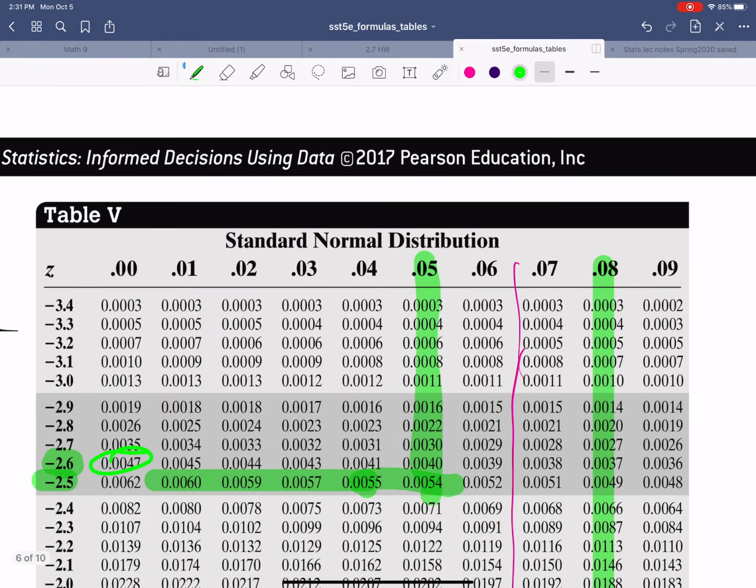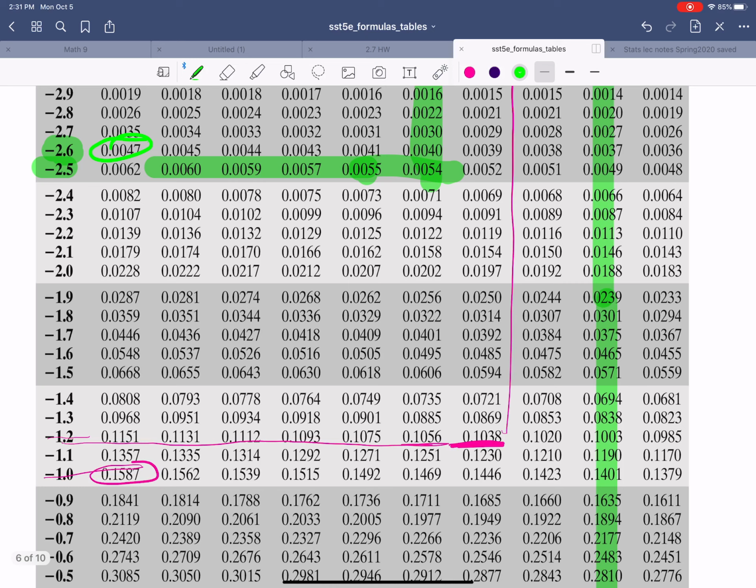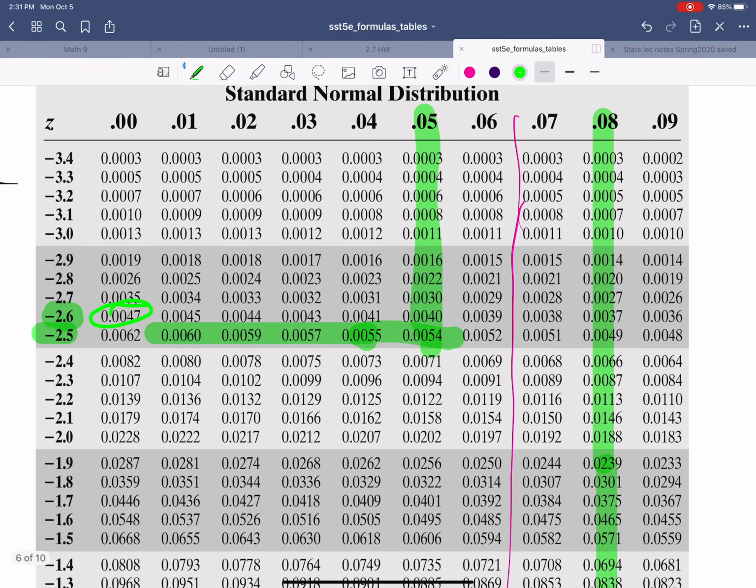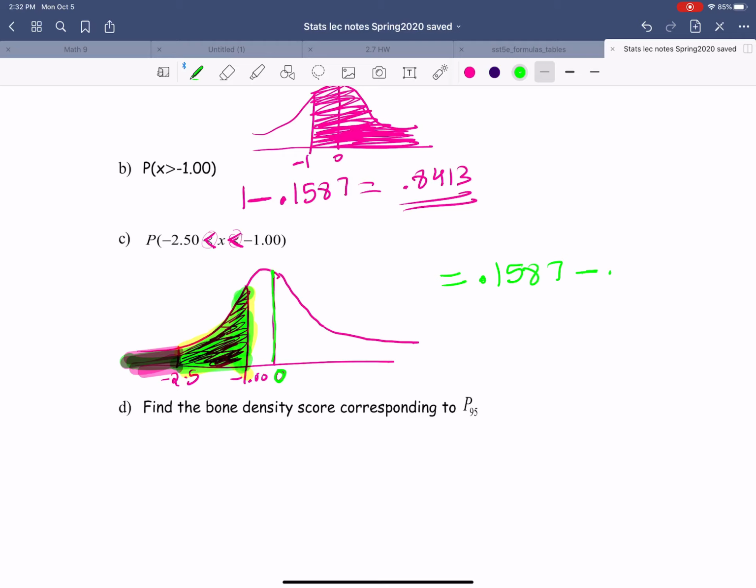To the left of negative 1.00, negative 1.00 would be 0.1587. Area to the left of negative 2.50 is 0.0062. And let's see, 0.1587 minus 0.0062 turns out to be 0.1525. So 0.1525 is the probability or the area.